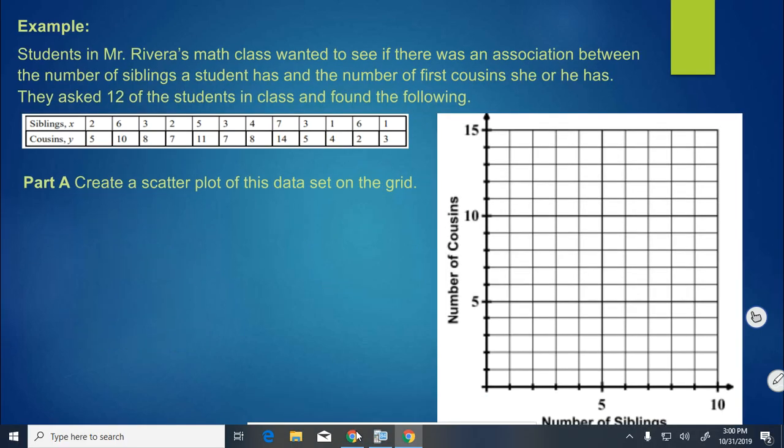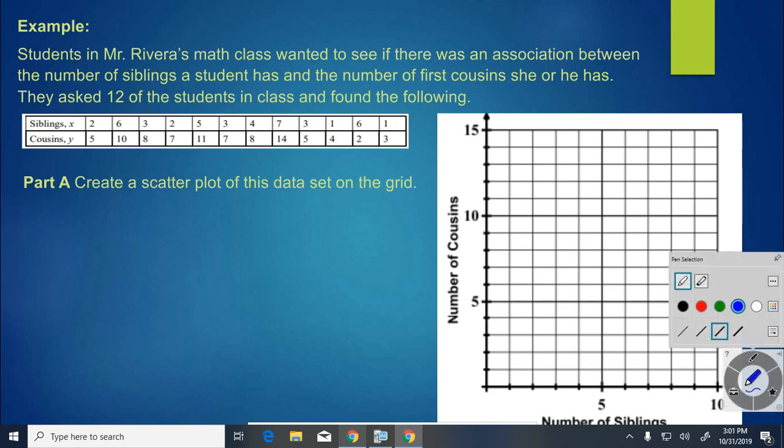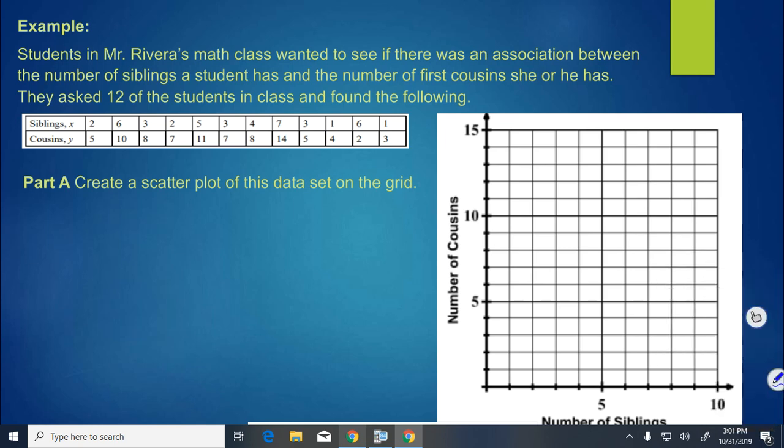So here's our example. Students in Mr. Rivera's math class wanted to see if there was an association between the number of siblings a student has and the number of first cousins she or he has. They asked 12 of the students in class and found the following. So we have a list of data points that we need to plot. So part A is just to create the scatter plot of the data on the coordinate plane. So we go ahead and use those points as if they're coordinates, siblings being the x, cousins being the y, siblings being the input, and cousins being the output.